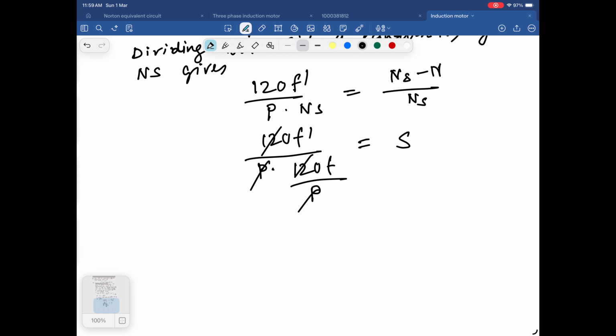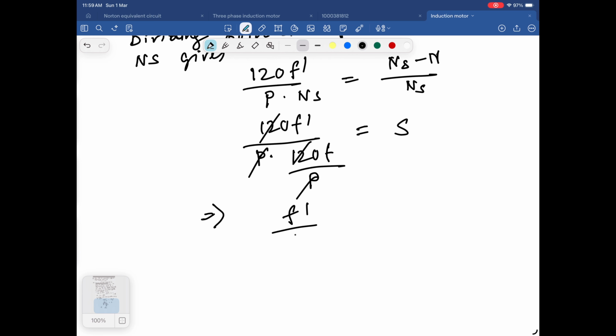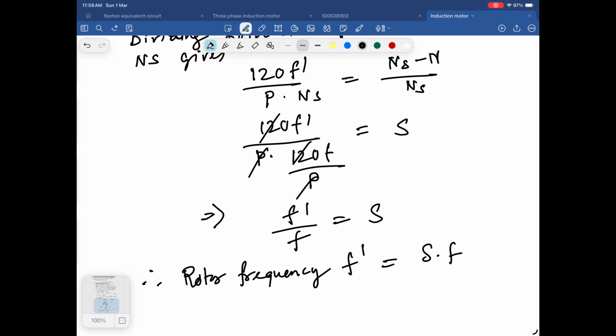120f'/P divided by Ns is equal to (Ns minus N)/Ns, which is equal to slip. So by putting the value of Ns as 120f/P, we get f'/f is equal to s. So f' is equal to s into f.